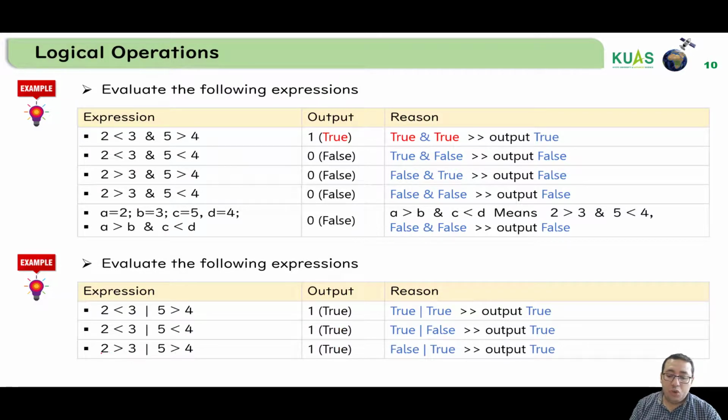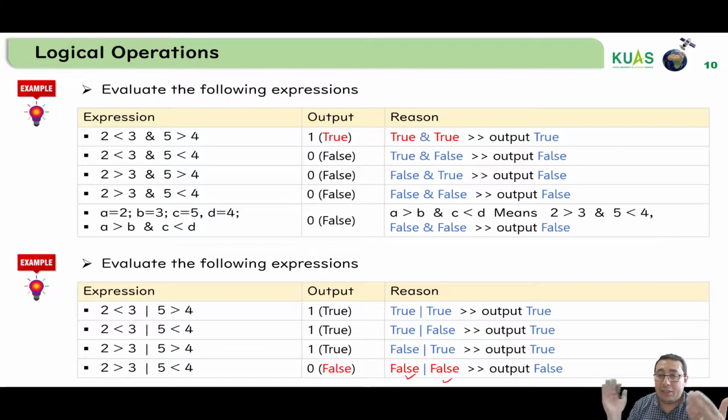If we have 2 greater than 3, that's false. And 5 greater than 4, that's true. So false or true, at least we have one condition true, so the output is true. In the last case, we have 2 greater than 3, that's false. And we have 5 less than 4, that's false. So we have false or false. If all the cases are false, the output will be false.